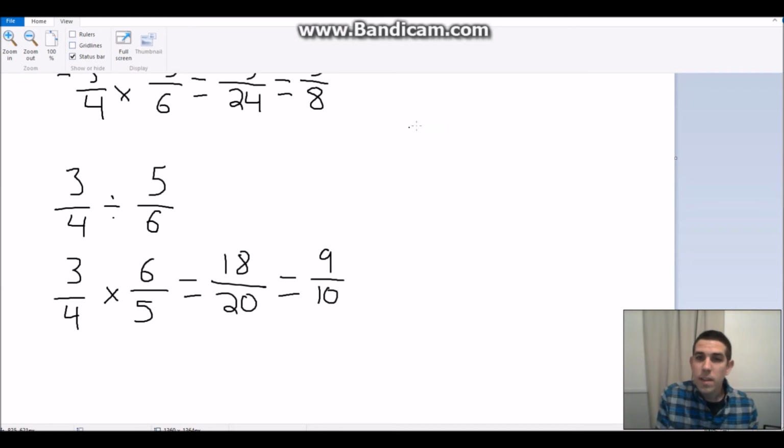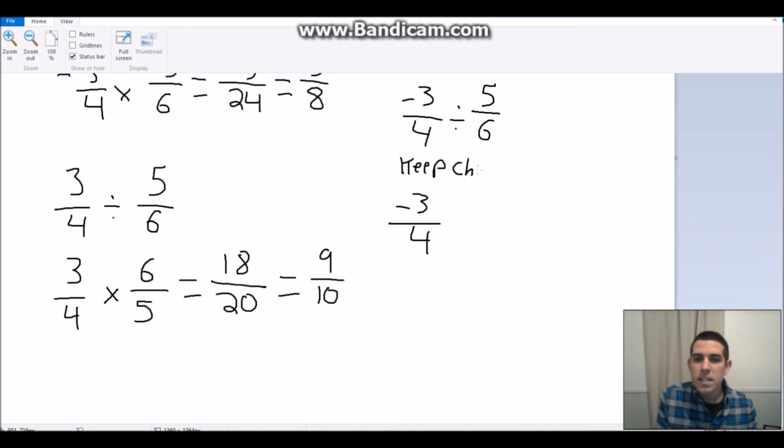Does this work with negatives? It sure does. -3/4 divided by 5/6. Let's do it again. Keep the first number, change the sign from division to multiplication, and lastly, flip the second number. So we'll flip it and it'll be 6/5.